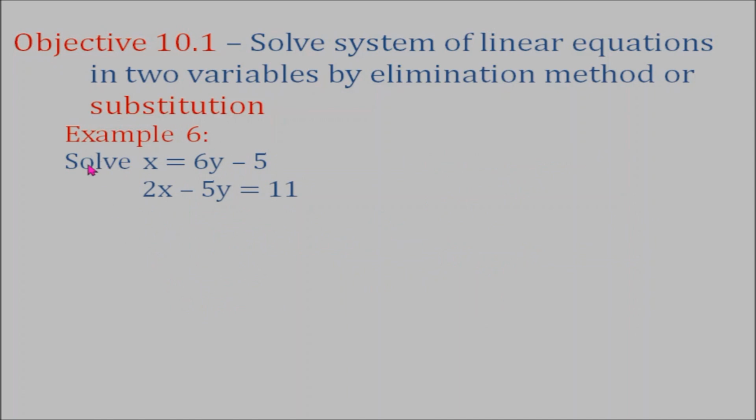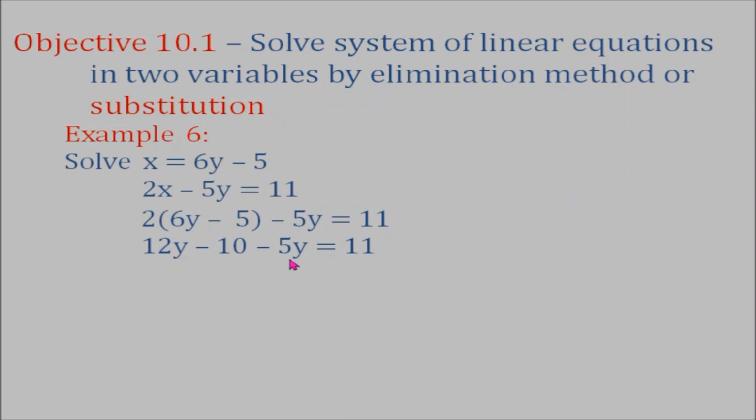Example number 6. Solve x equals 6y minus 5 and 2x minus 5y equals 11. X is by itself. We are going to substitute x here with 6y minus 5. So that's 2 times 6y minus 5 minus 5y equals 11. And removing parentheses, we multiply 2 times 6y and 2 times negative 5. That's 12y minus 10 minus 5y equals 11.